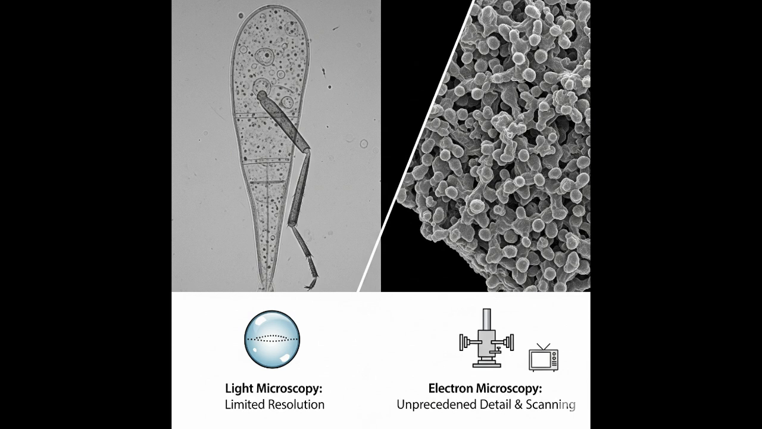Now look at the right. This is a scanning electron microscope image of a nanostructure. The incredible depth of field, sharp detail, and intricate surface texture are immediately apparent. This level of detail is only possible because we're using electrons, which have those much smaller wavelengths and can be precisely scanned across the sample. It's truly a leap into the microscopic world.